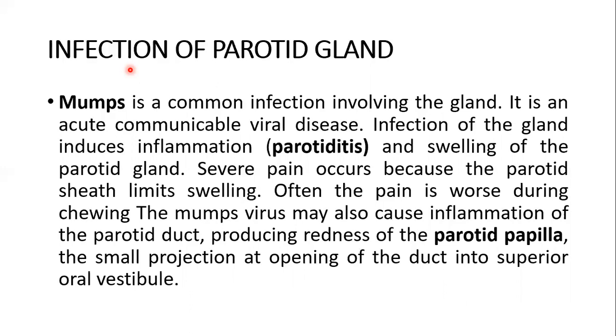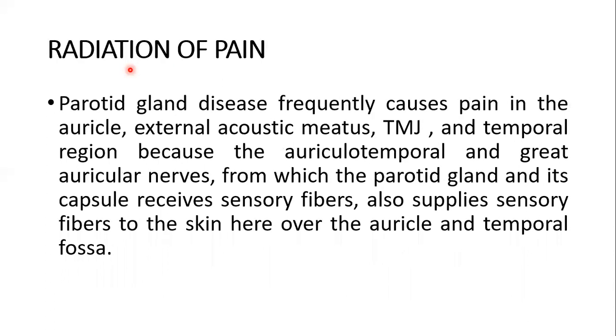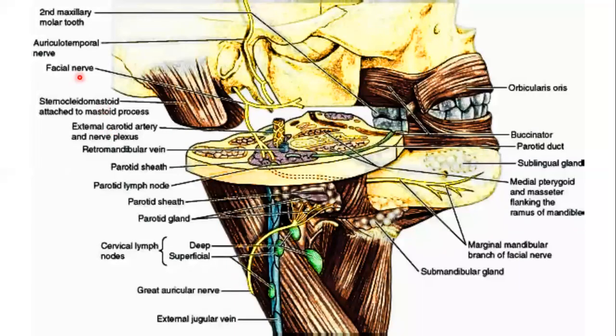So this is a point, and the parotid duct can also be involved over here, which causes redness of the parotid papilla. I told you about the radiation of pain when the parotid gland is involved. Of course, which are the nerves involved over here? Of course, this is the auriculotemporal nerve. You see this, and even this great auricular nerve.